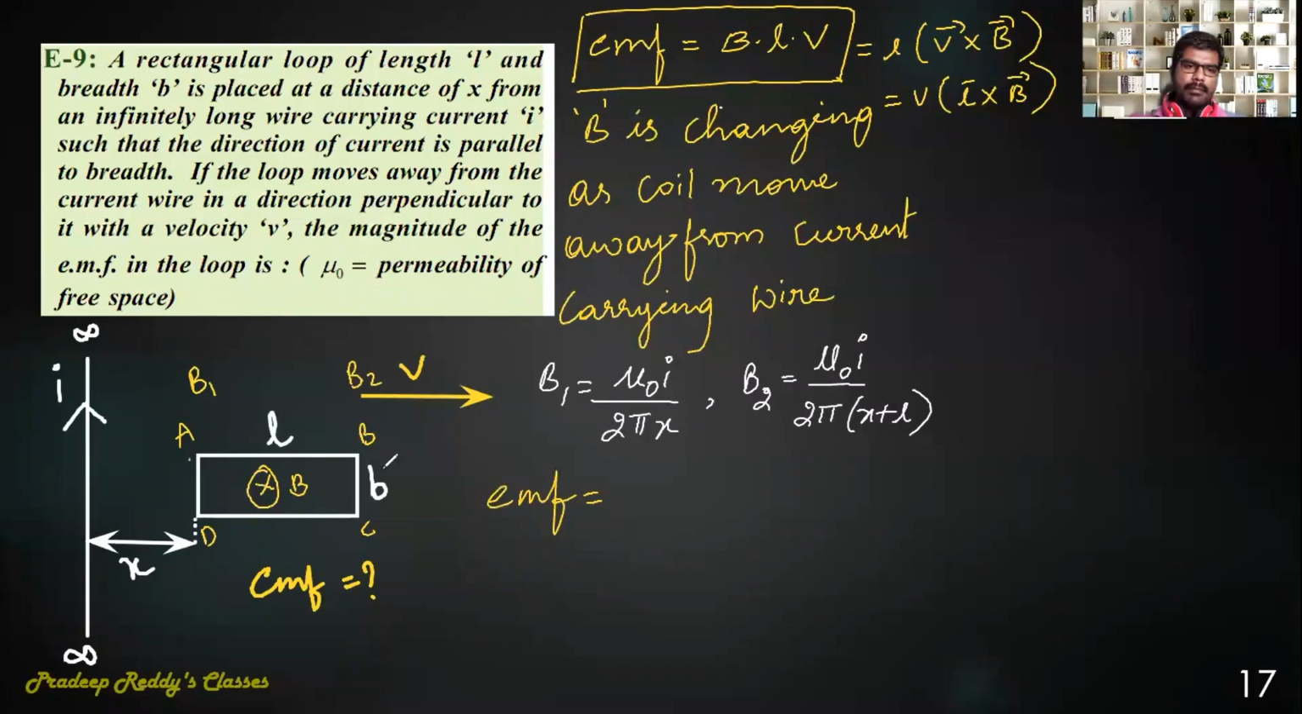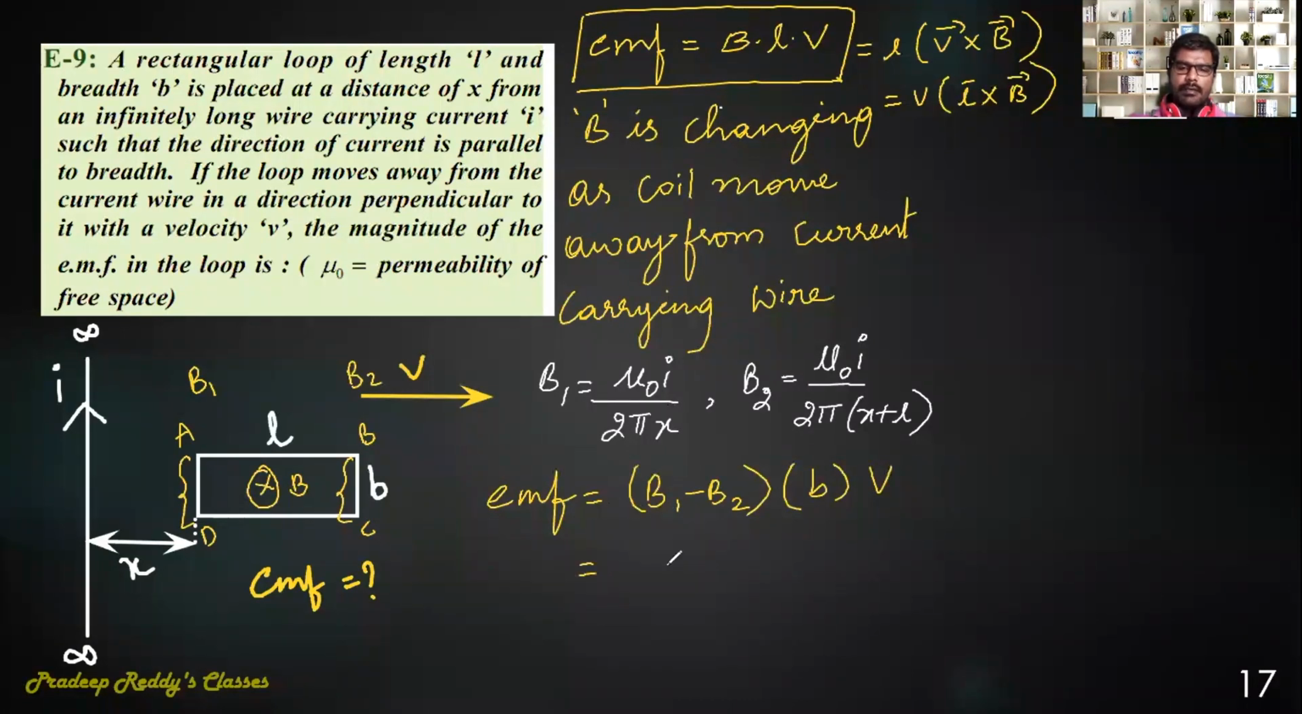So therefore, simply you can write EMF induced is equal to magnetic field due to this conducting wire AD and due to this conducting wire BC. It will be B1 minus B2 into breadth B into velocity V. Length does not contribute any EMF, but breadth will contribute EMF. Because L and V both are parallel to each other, the motion of length L will not contribute any EMF. Only this B, which is perpendicular to velocity V, will contribute EMF.